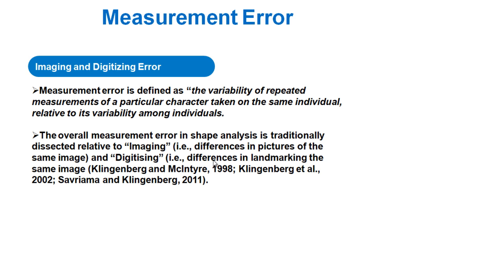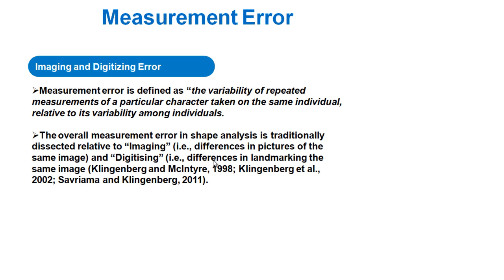So measurement error is defined as the variability of repeated measurements of a particular character taken on the same individual relative to its variability among individuals. The overall measurement error in shape analysis is traditionally dissected relative to imaging, that is, the differences in pictures of the same specimen. For example, if a picture is captured in the morning and the same picture is captured in the evening, we have the lighting and darkening one. You can account for the errors between the lighter one and the one that is captured at night. That is an imaging error.